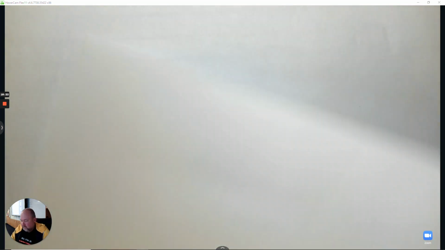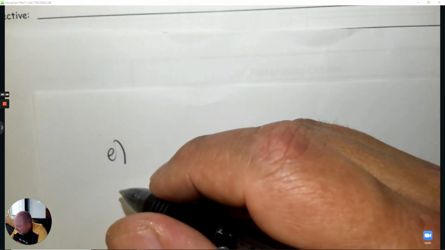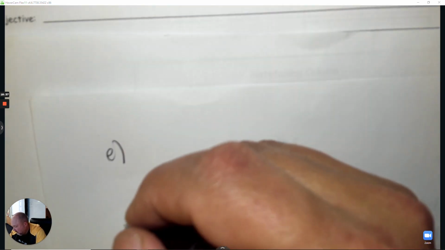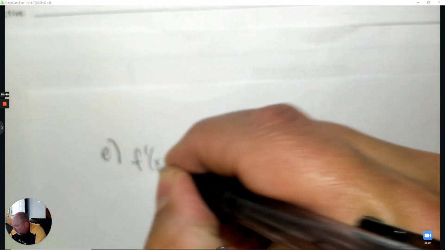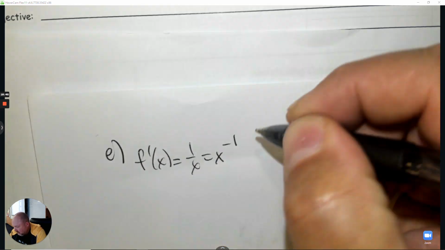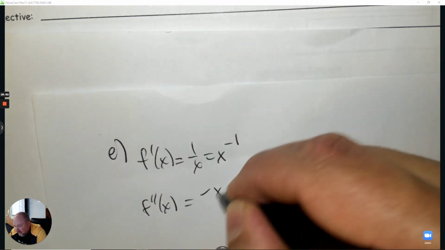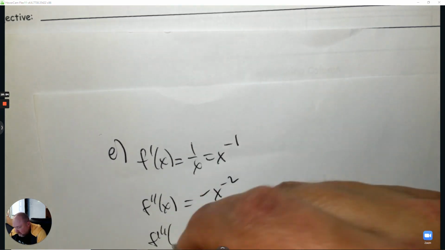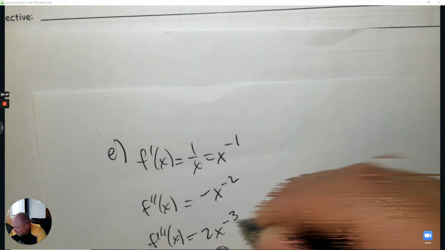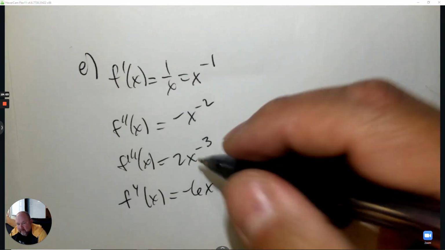Part E. It says find the Lagrange error of that to 4 terms. So again, we're thinking of the next term when we do that. So we want to find the derivative. The derivative of ln x is 1 over x, or x to the negative 1. That means the next derivative is negative x to the negative 2. The next derivative is positive 2 x to the negative 3. The next derivative is negative 6 x to the negative 4.